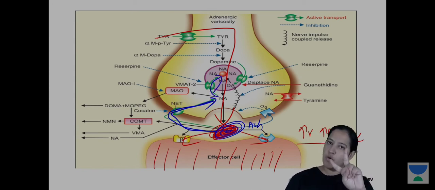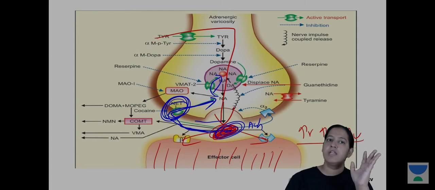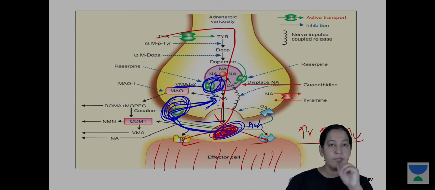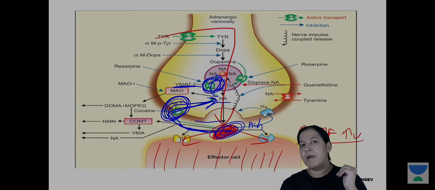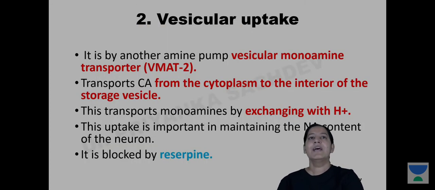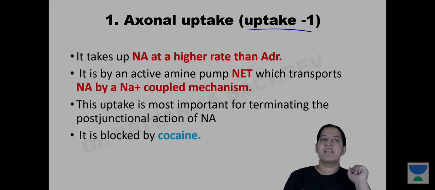So there are two pumps required. The first pump is NET. NET will take noradrenaline from outside into the cytoplasm, and the second pump is the vesicular pump, that is VMAT. It will take noradrenaline from the cytoplasm into the synaptic vesicle. So that is the whole story. So that is the first mechanism. What is the first mechanism? That is uptake 1, axonal uptake.